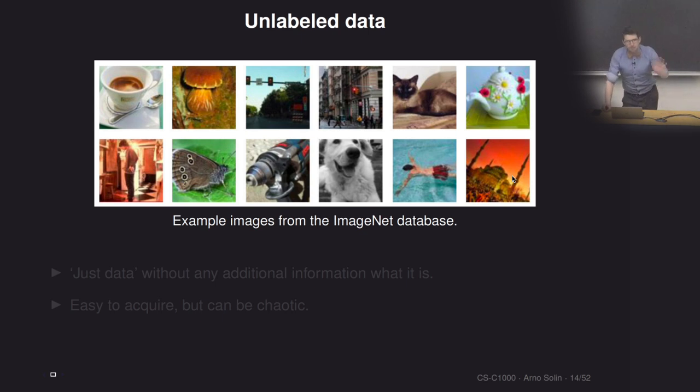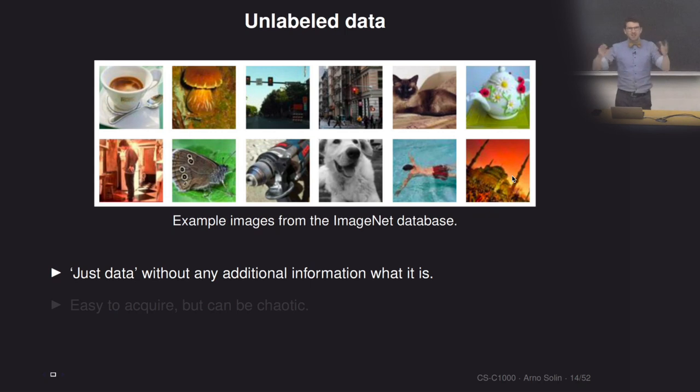Okay, that was labeled data. What is unlabeled data? Well, this might come as a surprise, but that's data that doesn't have labels associated with the inputs. So this is basically data without any additional information tagged to the inputs.